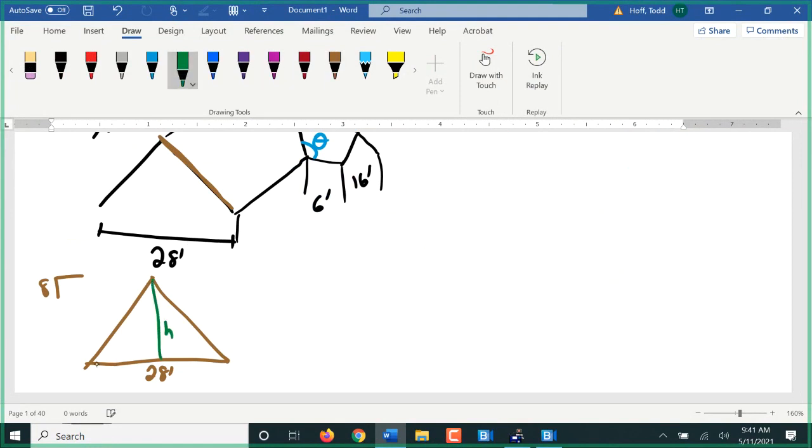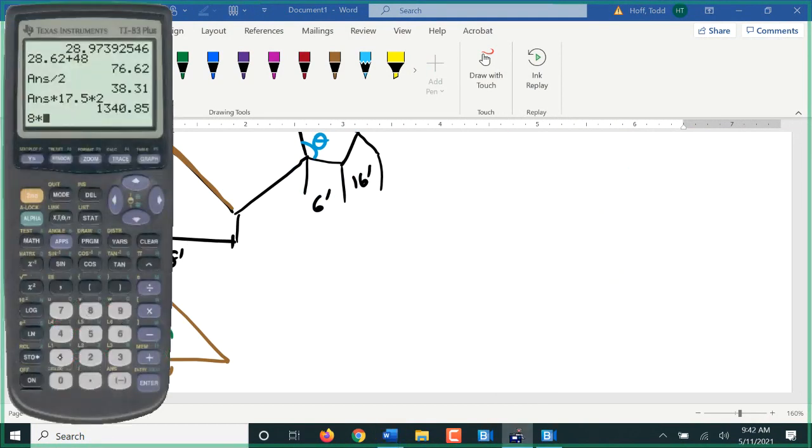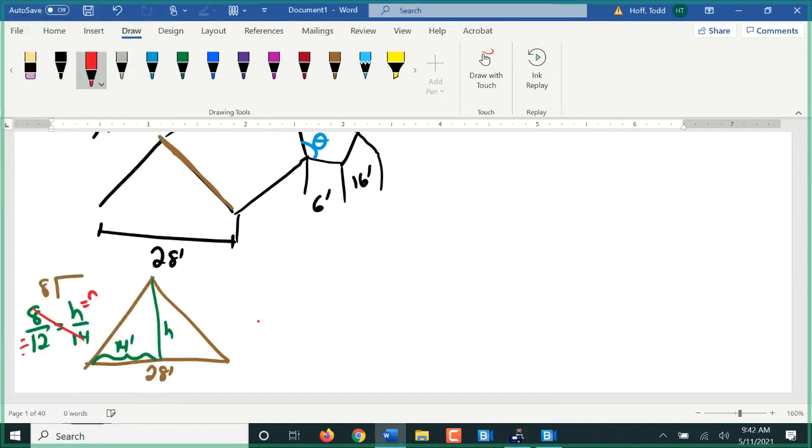We have to find the height. Obviously going to be a 14-foot run here. So 8/12 equals h over 14. So we're going to cross multiply and divide. 8 times 14 divided by 12. We get h is 9 1/3 feet. So then to find the length of that common rafter, it's the square root of 9 1/3 squared plus 14 squared.